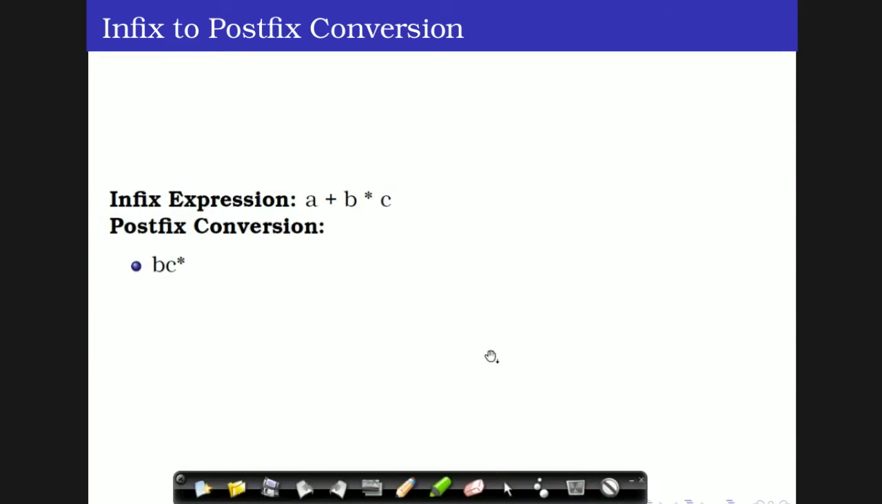So the first step is BC, and then the multiplication symbol is moved to the right. Then A and BC with the multiplication symbol are considered two operands, with plus, the addition operator, moved to the right side of these operands. So this becomes our postfix expression.